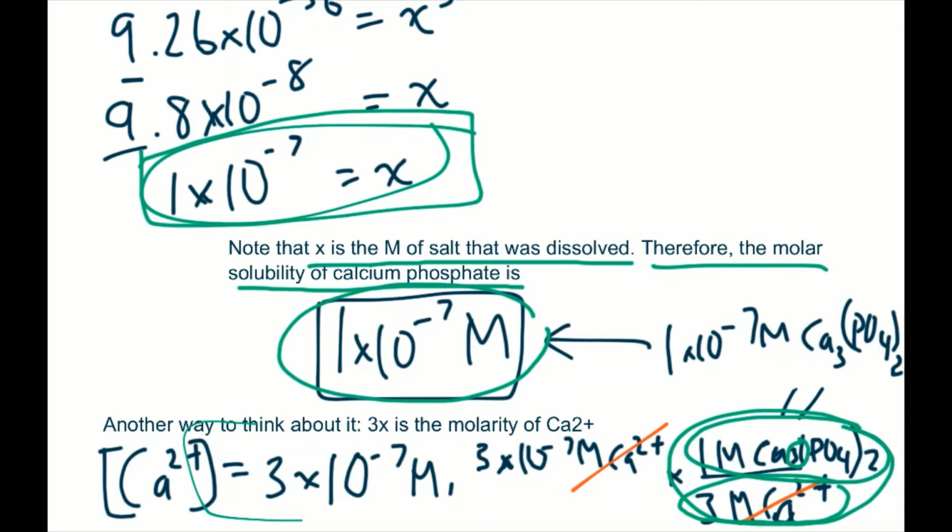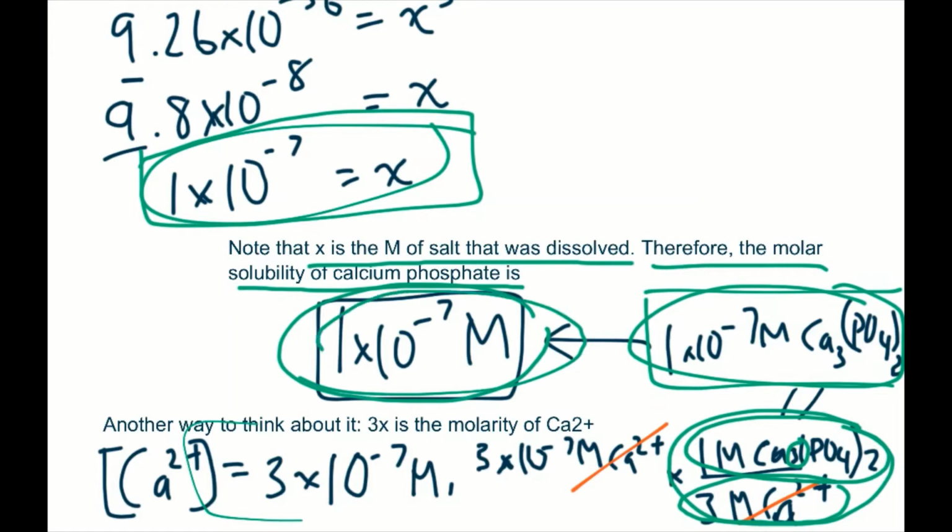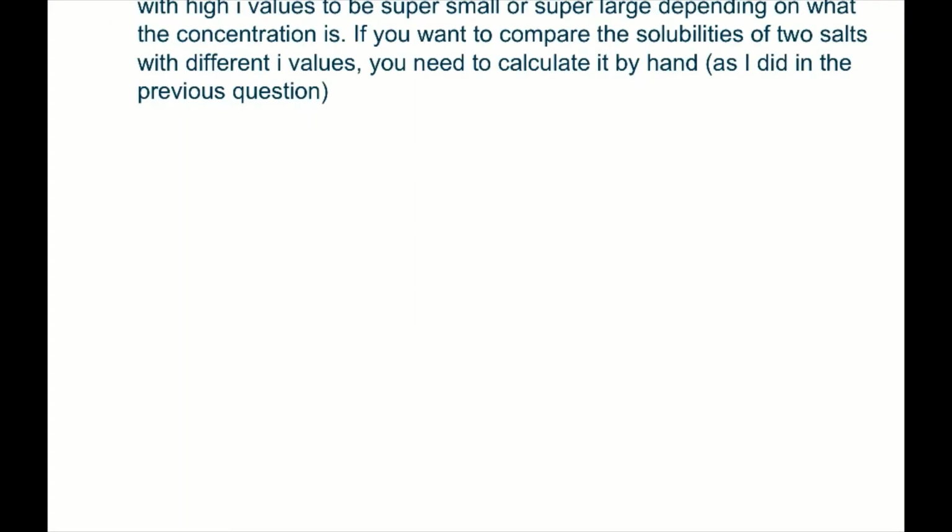So doing the math, we get that the molar concentration of calcium phosphate in a saturated solution is equal to this, and that's the same thing as the molar solubility, since the concentration of a saturated solution is equal to the solubility of it, since those two represent the maximum amount of salt that can be dissolved. So we have an answer to this, and that's cool.